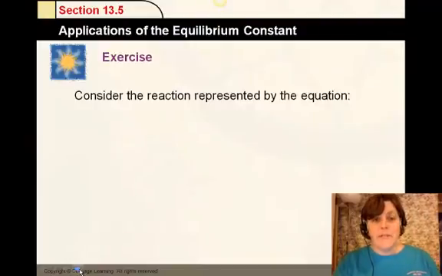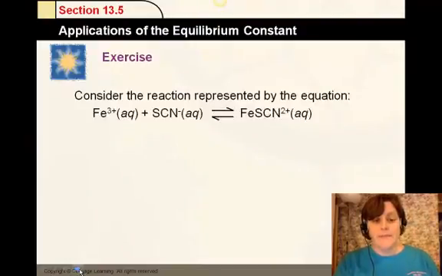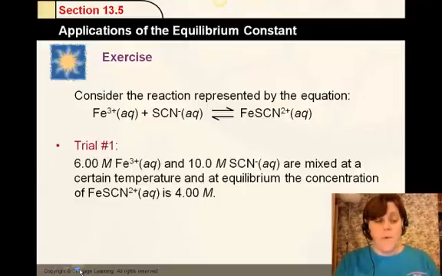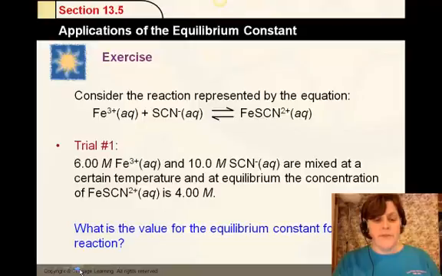Consider the reaction represented by this equation. And in the beginning, we're going to do trial number 1. 6 molar iron and 10 molar SCN are mixed at a certain temperature, and an equilibrium concentration of FeSCN is 4 molar. What is the value for the equilibrium constant for this reaction?